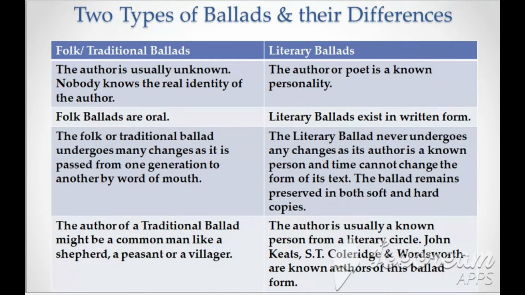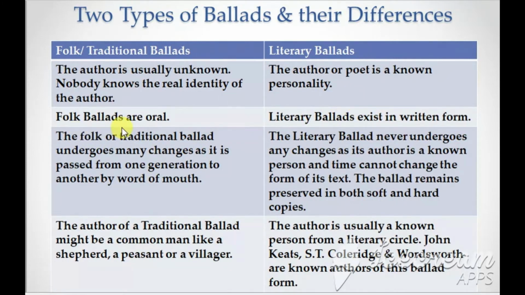Before we look into the 11 different characteristics of the literary ballad, we will check out the 2 different types of ballads. One is the folk ballad, which is also called the traditional ballad, and the other of course is the literary ballad. In the case of a folk ballad, the author is usually unknown. Nobody knows the real identity of the author. However, in the case of a literary ballad, the author or poet is a known personality.